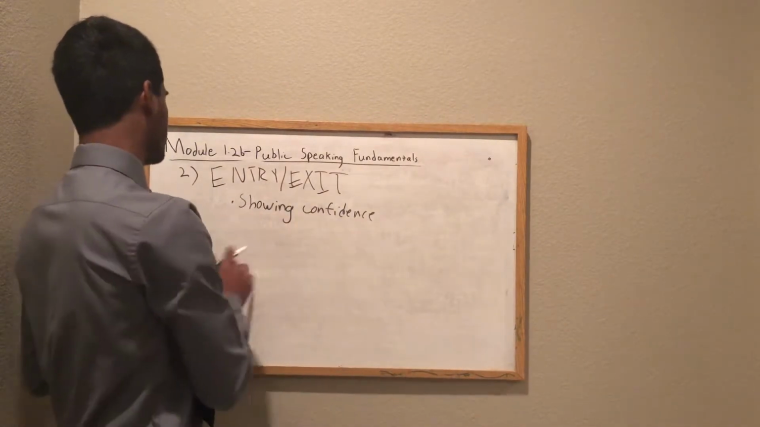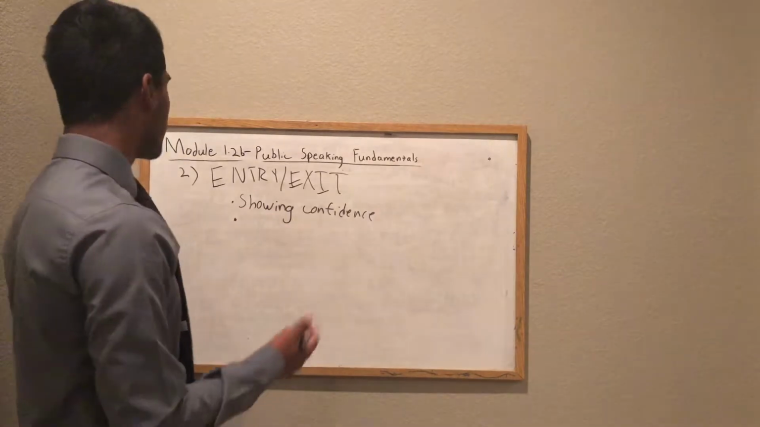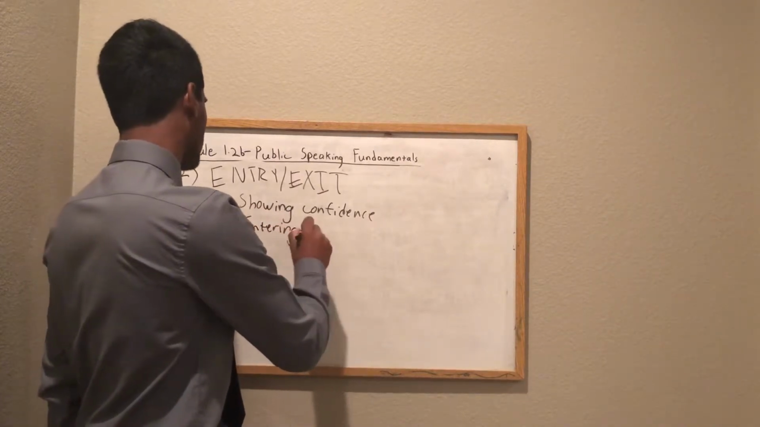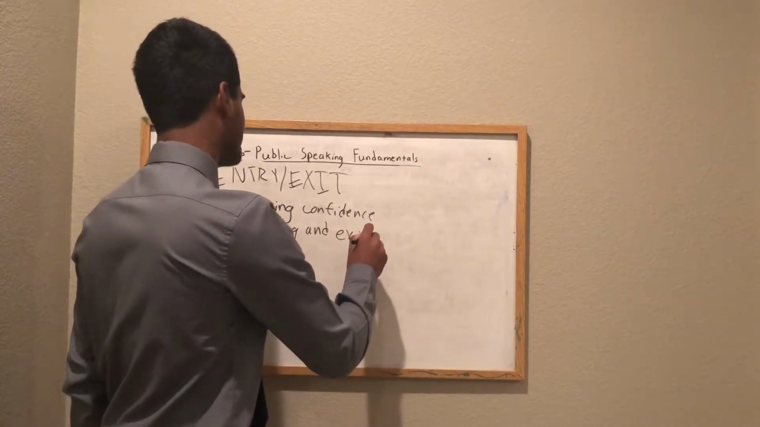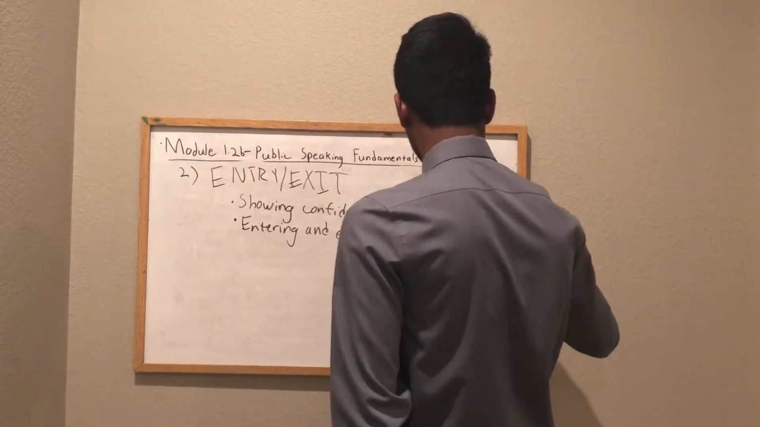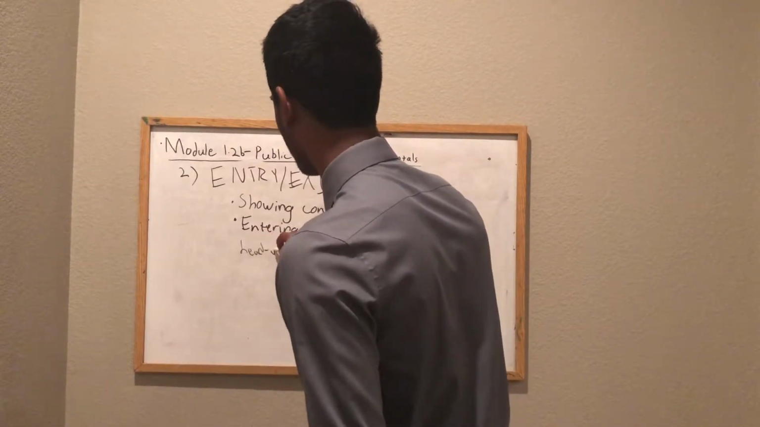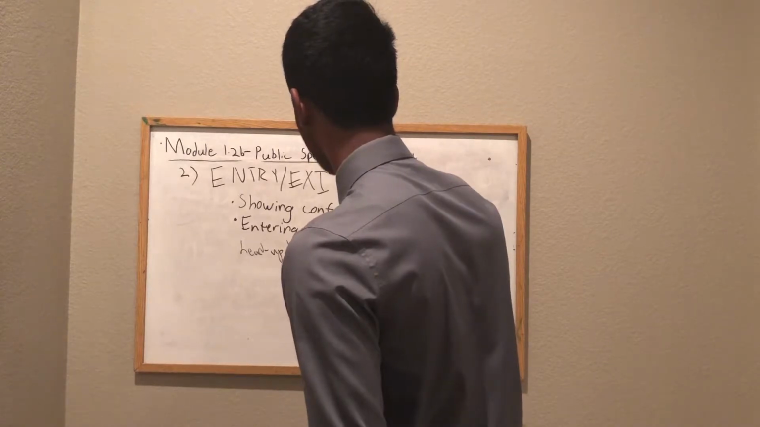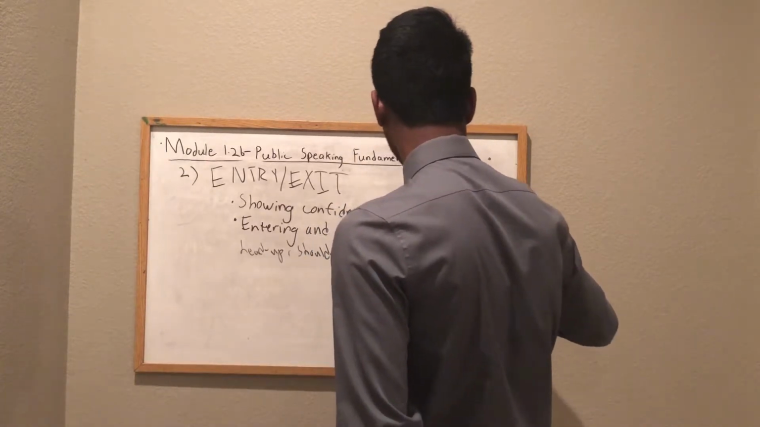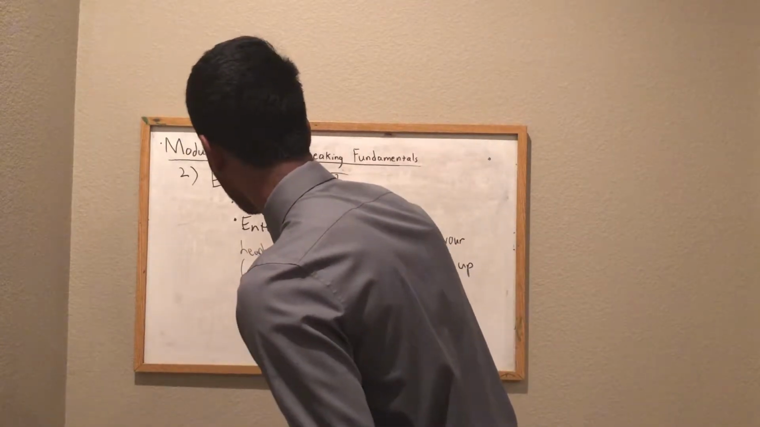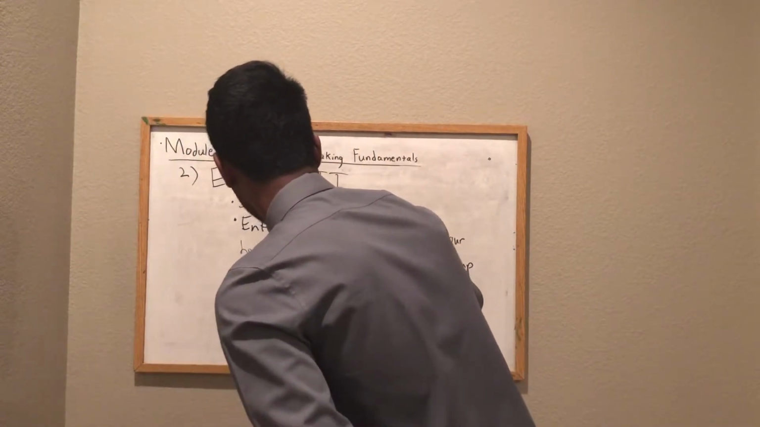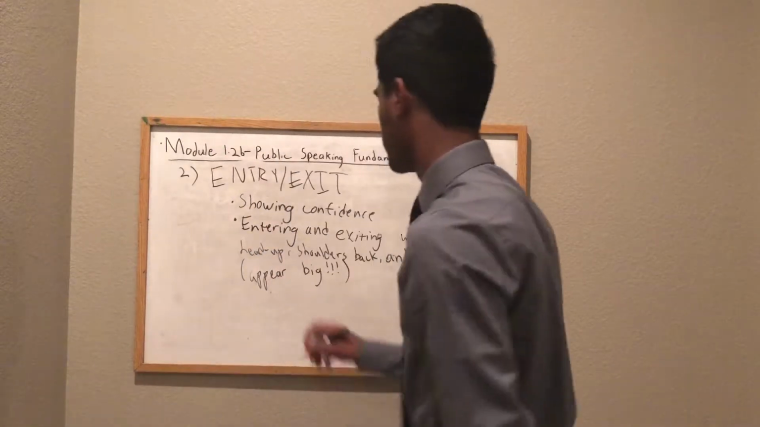And the next thing is entering and exiting with your head up, shoulders back, and chin up. Right, you want to appear big.